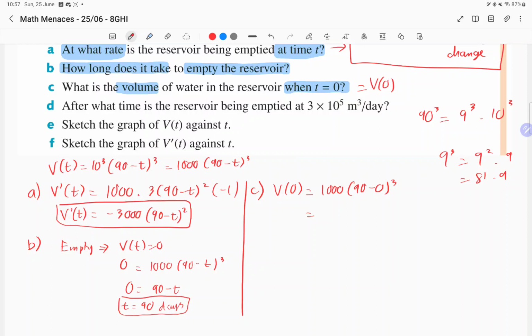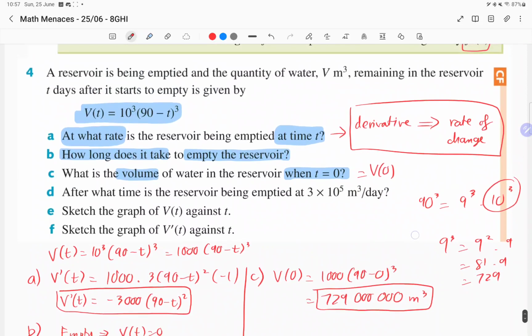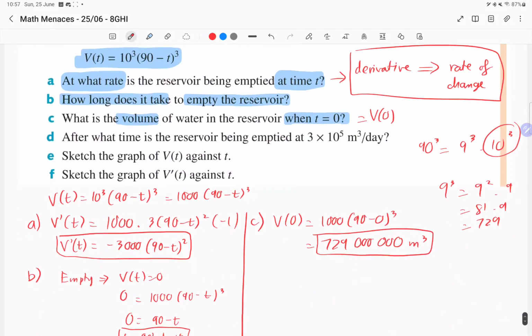Yeah, so that's why I'm working out 9 cubed first. So that will be 729, and then just add a bunch of zeros in. All right, so it'll be 3 zeros from here, 3 zeros from the initial 1000. So that'll be 729,000,000 cubic meters. So that's a lot of water. Water reservoir, yeah. That's 729 million cubic meters.